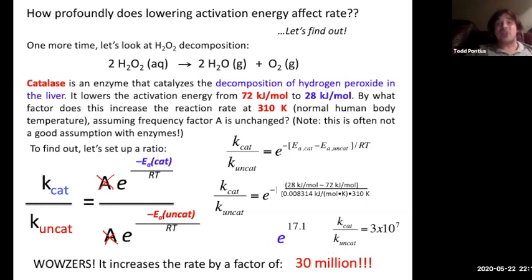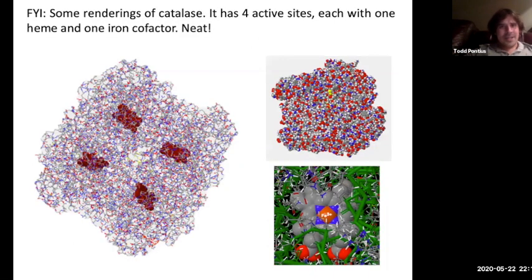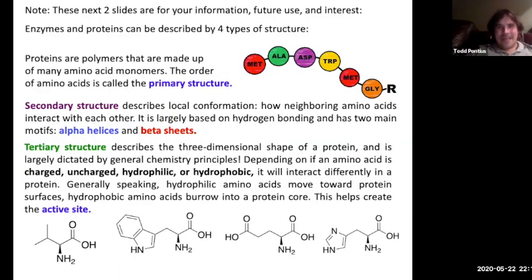That is notable. So here's a depiction of catalase. Catalase has these cool heme active sites. It's a really, really intense molecule, as a lot of enzymes are. And you're not responsible for this information in Chem 112. I just think it's fascinating.